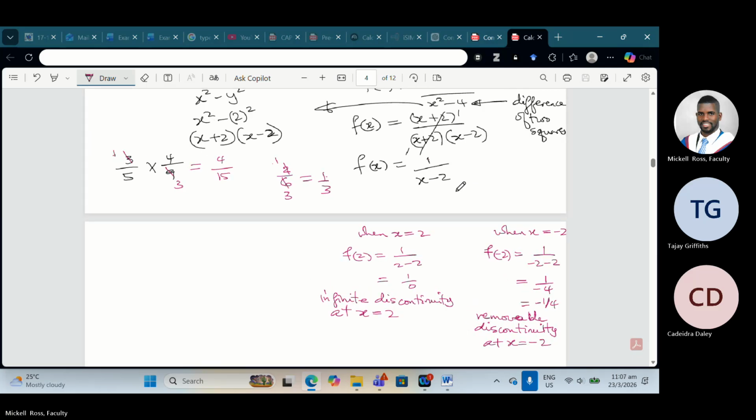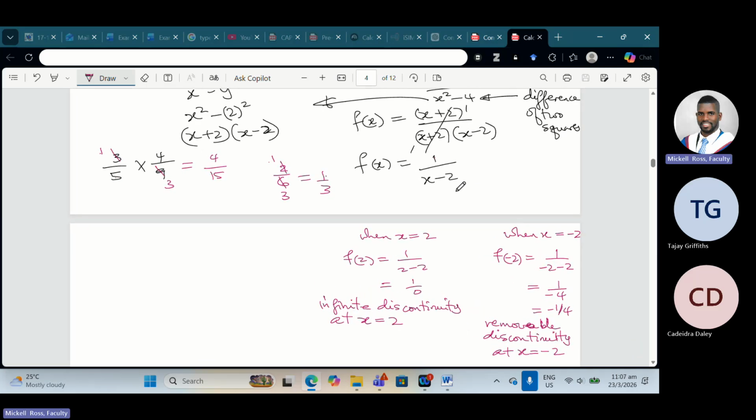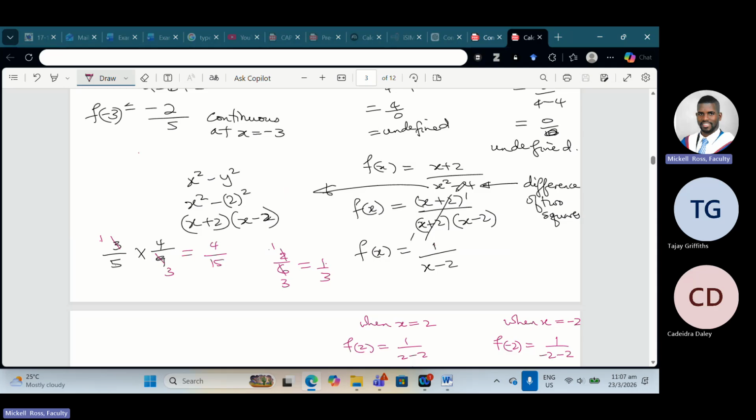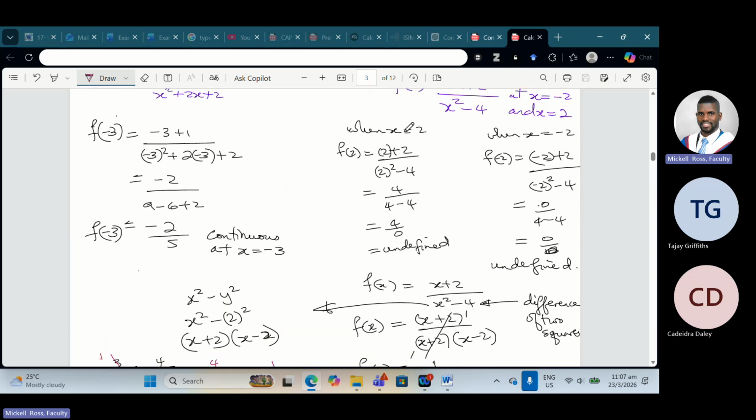So please note, so we can pay attention to something. When we use x equal to 2, it is undefined. When we use x equal to negative 2, it is also undefined, because both of them are 0 as the denominator.